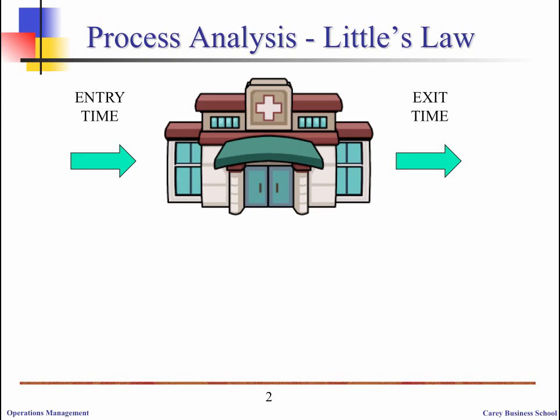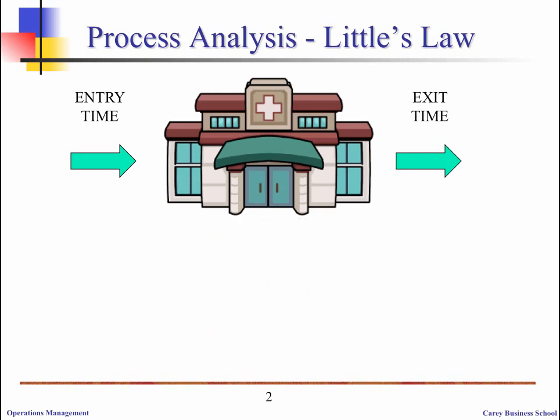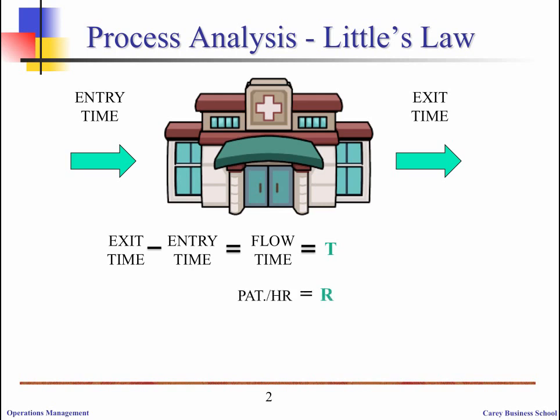This means that each patient may have his or her own unique time in the system, as well as his or her own unique sequence of steps. However, for every patient, we know that their exit time minus their entry time equals their flow time, which I write here using the letter T. If we count how many patients are served over some period of time, we have a processing rate, which we can state here in patients per hour, which I will write as R. Similarly, I will always be able to count how many patients exist within the process boundaries. I will refer to this as my inventory, I.